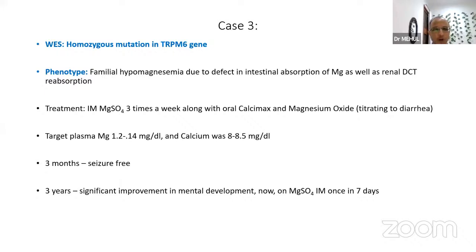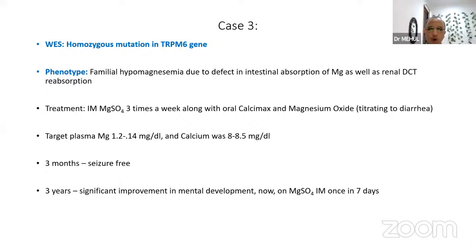The treatment over here, what we moved on was to give him chronic therapy with intramuscular magnesium sulfate 3 times in a week, along with oral calcium and magnesium oxide, because giving him only parenteral magnesium sulfate would not have been practically possible.